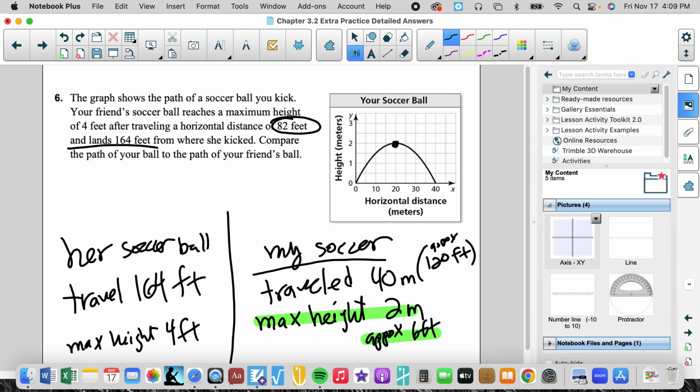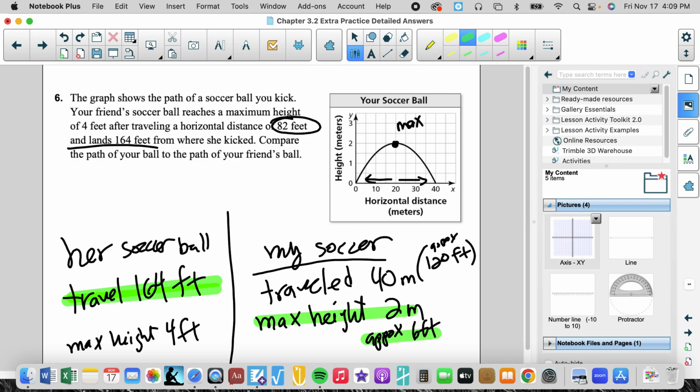That's nice because this is going to be my max, right? Max height is halfway because it travels up and then it travels down. The ball goes up and then down. And so that was a little tricky. So yes, my friend kicks the ball further at 164 feet. All right.